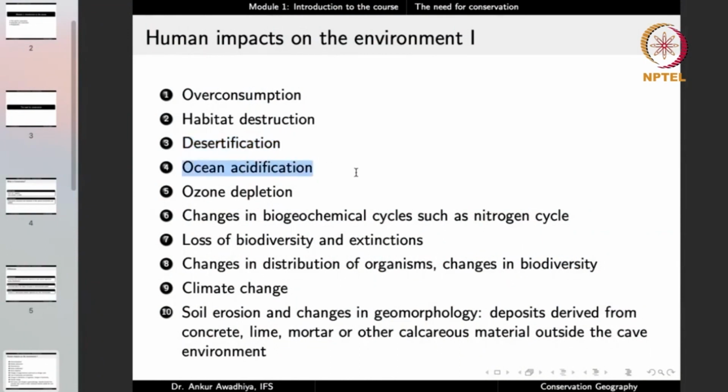We are leading to acidification of oceans. Why? Because we are spewing out so much carbon dioxide into our atmosphere when we are burning coal or petroleum or natural gas, that now the concentration of carbon dioxide has increased a lot. It has roughly increased by 30% in the last 400 years. And so now so much carbon dioxide is available that when it rains, a large amount of carbon dioxide comes down into the oceans in the form of carbonic acid.